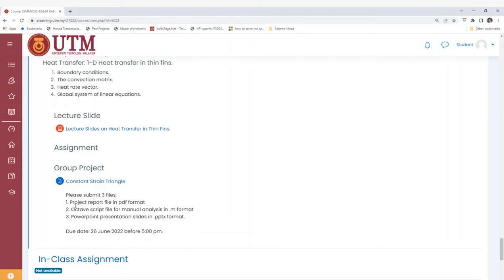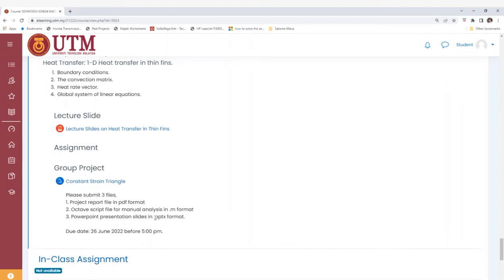So what do you need to submit? The report file in PDF, Octave script in .m format. It's similar to MATLAB. Please do not use MATLAB. I do not have MATLAB on my PC. Because MATLAB you have to have a license. You have to connect to the license through UTM. So I do not have MATLAB. So I'm using Octave, which is sort of a clone of MATLAB. But it works as good as MATLAB.